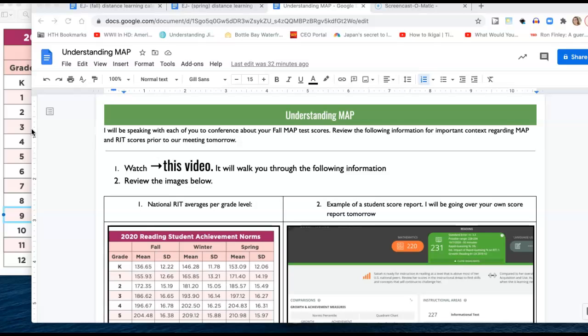And so, in preparation for these conferences, I'm going to be starting to meet with you all each individually starting tomorrow. And in preparation for those meetings, what I'd like for you to do is spend some time familiarizing yourself with MAP so that you understand some of the acronyms that I use and so that you understand what your score means when we meet tomorrow. So today you're familiarizing yourself with MAP and RIT scores so that tomorrow you know exactly what it is that we're talking about when we talk about your specific scores.